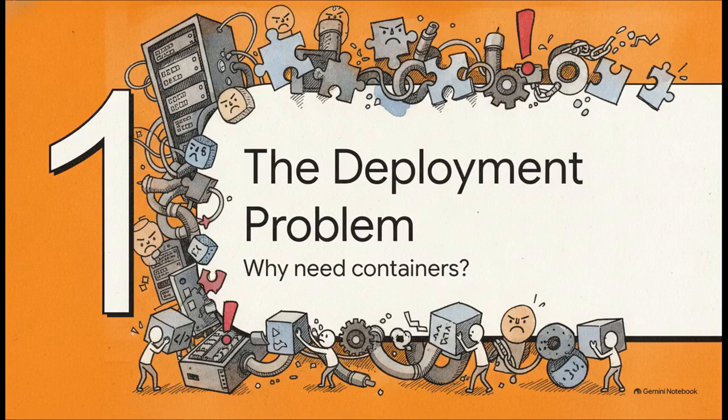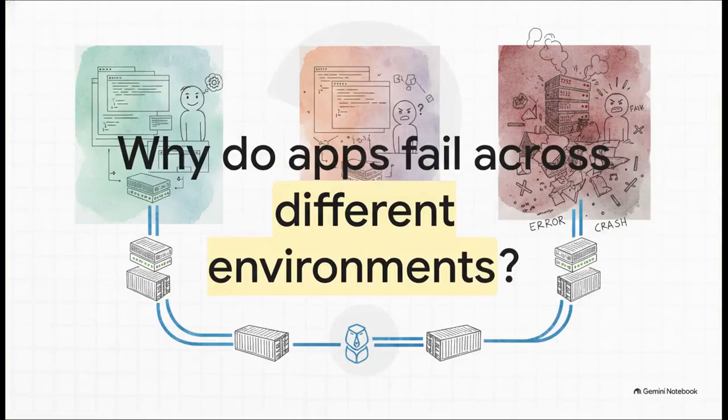Section 1. The deployment problem. All right, if you've spent any time at all in software development, you have absolutely lived this nightmare. Why on earth do applications behave so differently across development, staging, and production environments? I mean, you built it, it passes all the tests, but the exact moment it hits a new server, it completely crashes. So what is actually going on here?